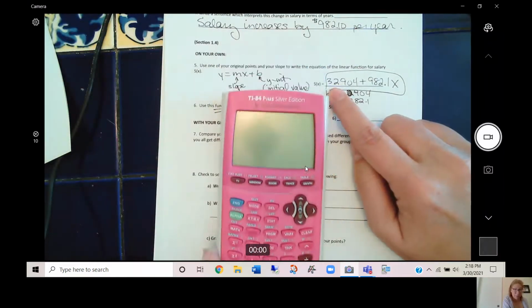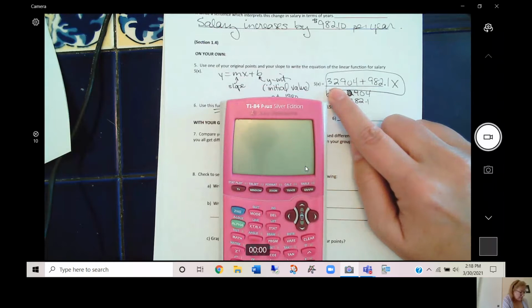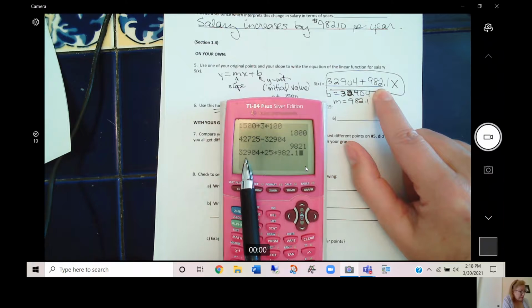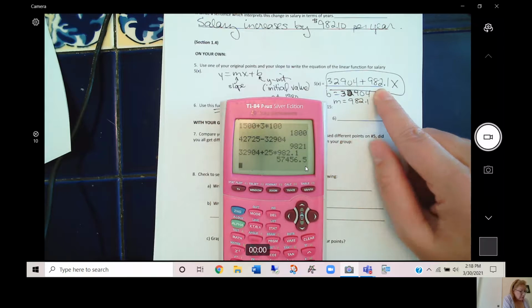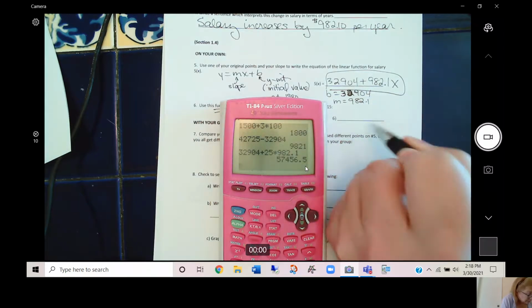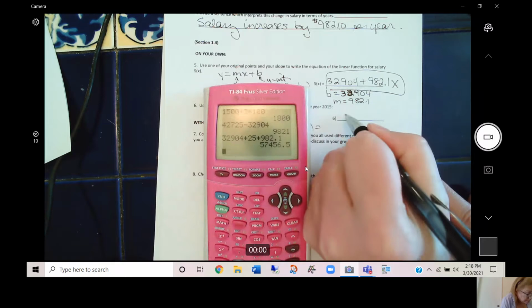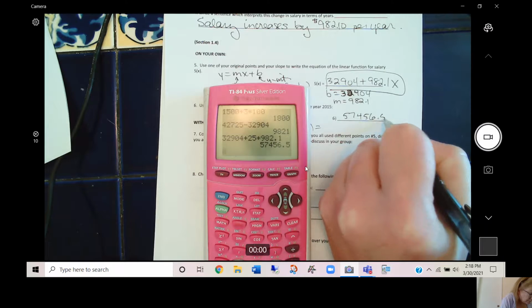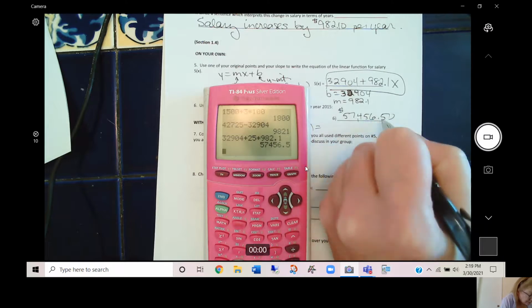My function is 32,904 plus, and we're talking about 25 years of this 982.1 increase. So there's my start by base salary in 1990. 25 years of this much annual increase gets the salary up to $57,456 and 50 cents. That's the salary.